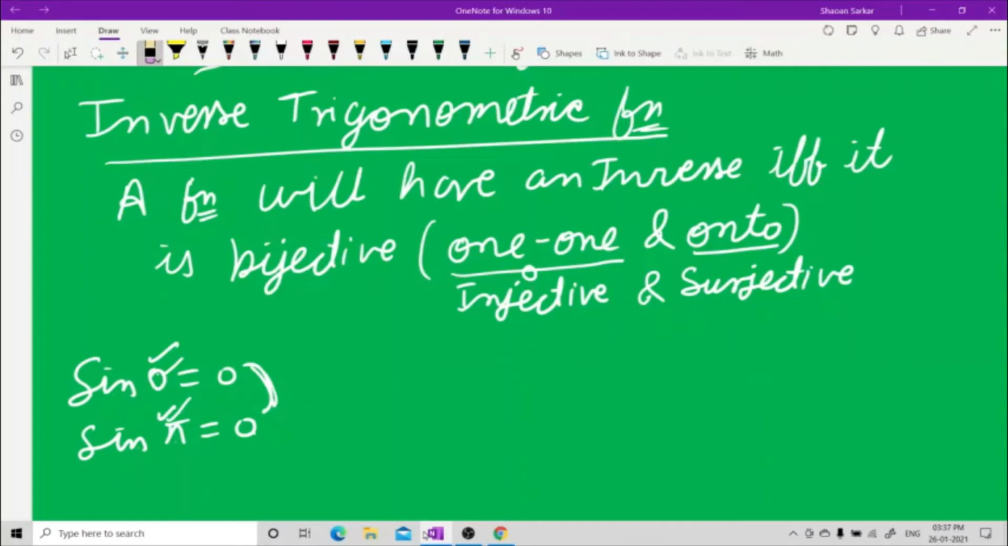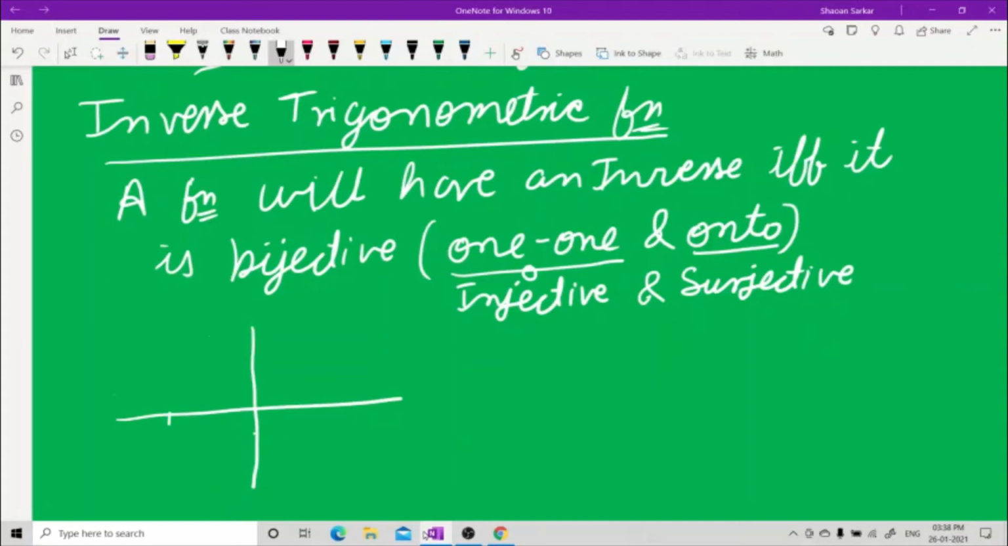So how to make it 1-1? We will chop the interval. We'll cut the whole interval and take only from minus pi by 2 to plus pi by 2. See how this happens. Let me draw the graph for you. Yes, let's draw the graph of sine x.